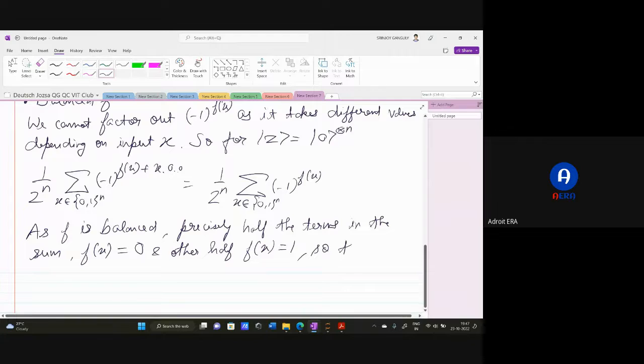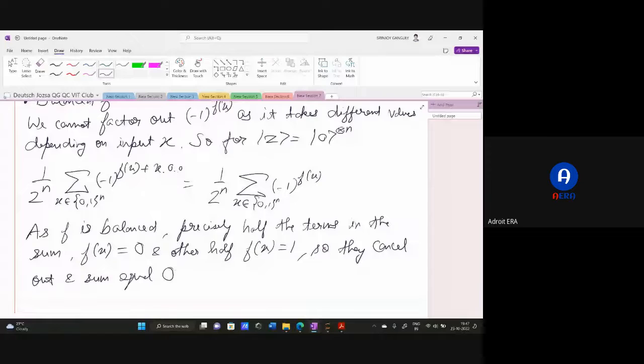So they cancel out, and the summation becomes equal to 0. This is not plus minus 1, remember; the whole summation is getting cancelled because of the approximate presence of f of x equal to 0 and f of x equal to 1. But if the summation is 0, then what will happen? The summation is the amplitude of the ket 0 state, right? What happens if the amplitude becomes 0 for a quantum state? That quantum state vanishes, right?